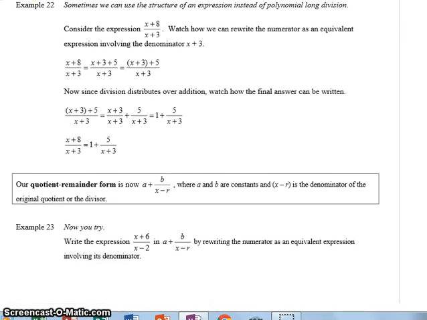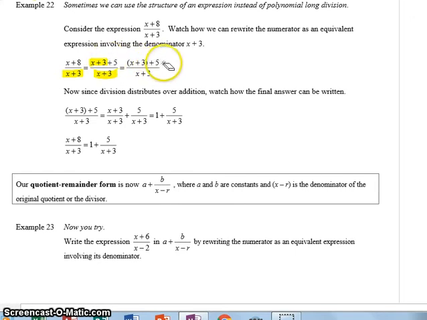All right. So now this has a different way. It says sometimes we can use the structure of an expression instead of a polynomial long division. All right, so this way is a little bit harder in my opinion, but what it does is rather than using long division, it's saying watch how we can rewrite the numerator as an equivalent expression involving the denominator.